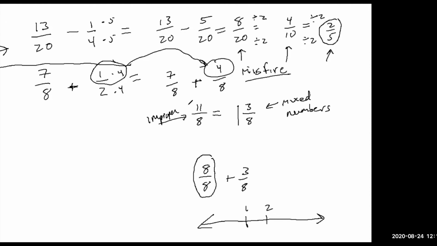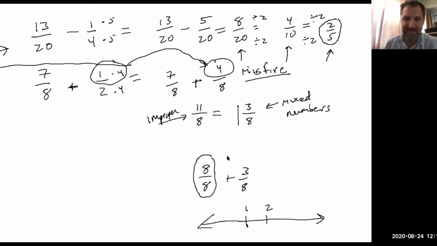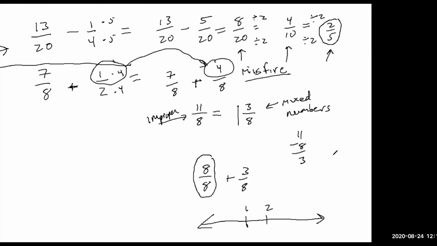So where did you get the 3 from? Where did the 3 come from? Well, the way I did it here is I just split 8/8 and then I thought, well, what's left over? So in my mind, I'm doing 11 minus 8. That's where I get the 3 from.